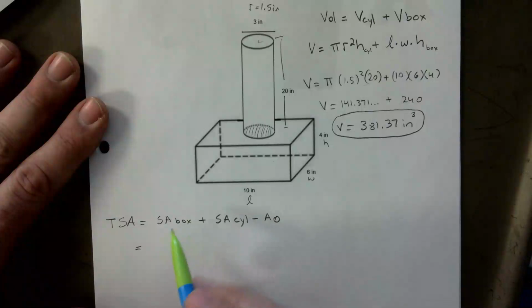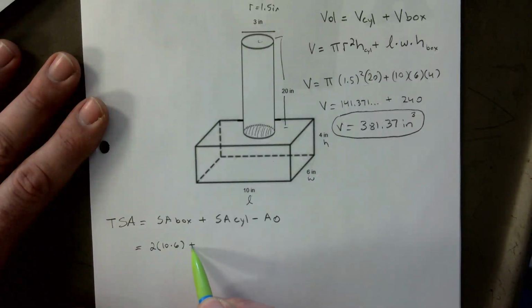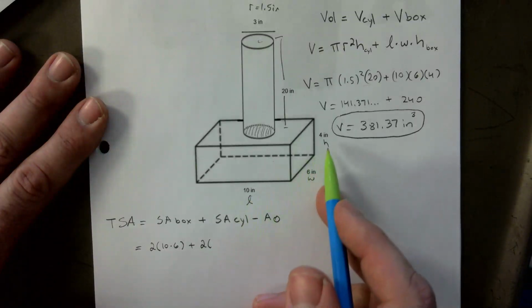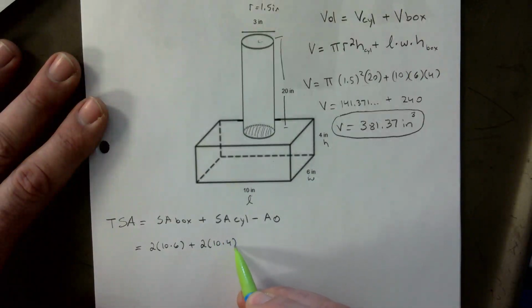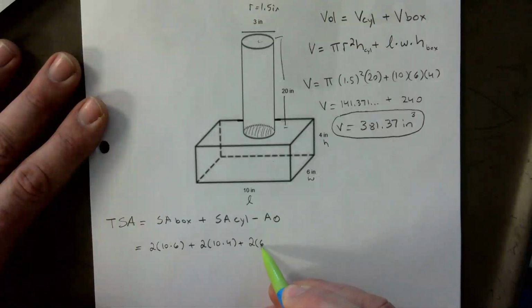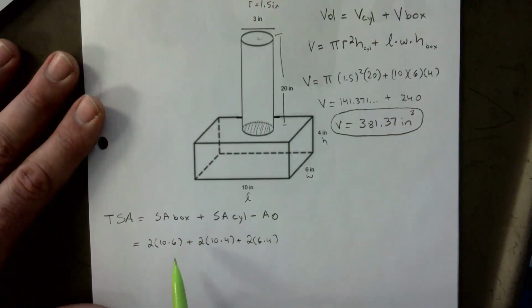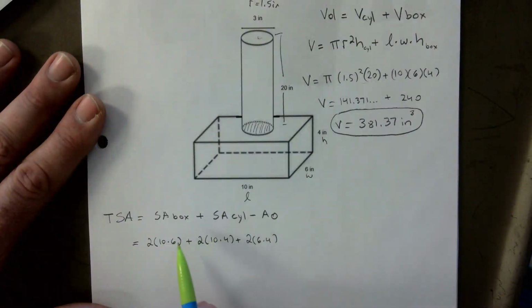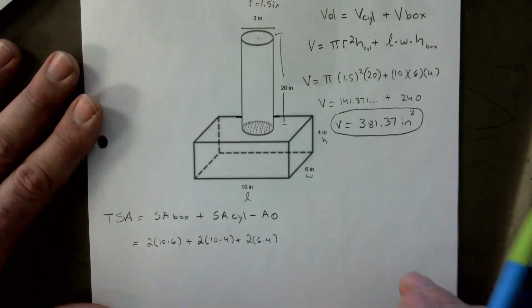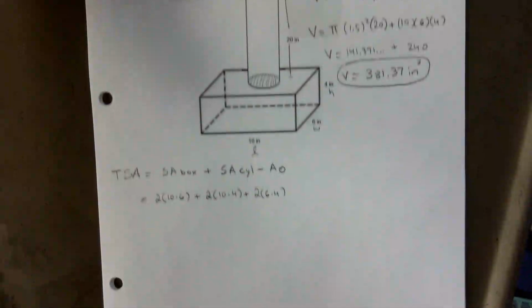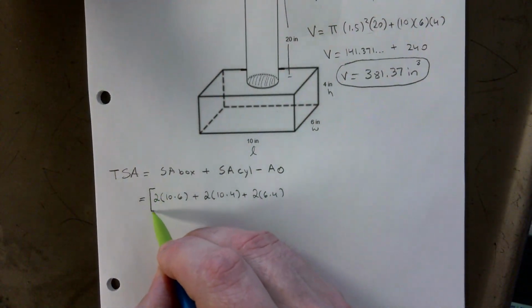So let's do the box first. 2 times length times width plus 2 times length times height plus 2 times width times height. One way that I always check, am I doing this right? I want to have one bracket that goes length times width. Then I want the other 2 brackets to have the height in there. In this case it's 4. And then I know I'm doing this right. Put that in a square bracket like this. This is the box.